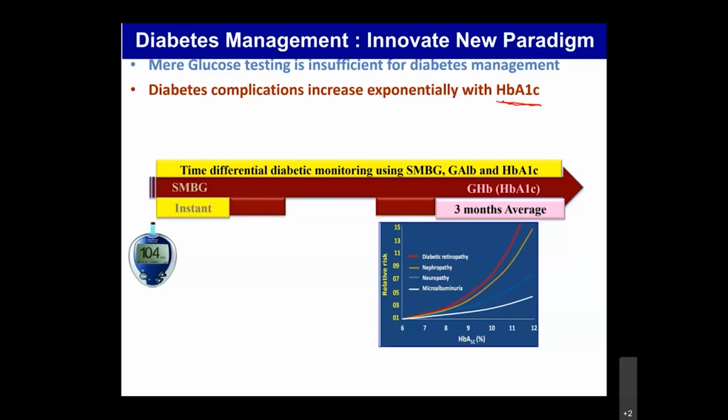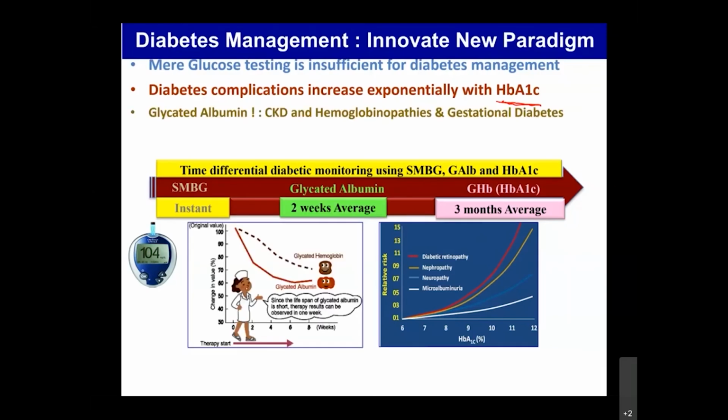And you can also extend this. There is another marker in the body which is called glycated albumin, which gives a 2-week average glucose load on your body, right? So if you can do all this on a single device, then it gives a wealth of information to the doctor, right? So that is what we set out to do.